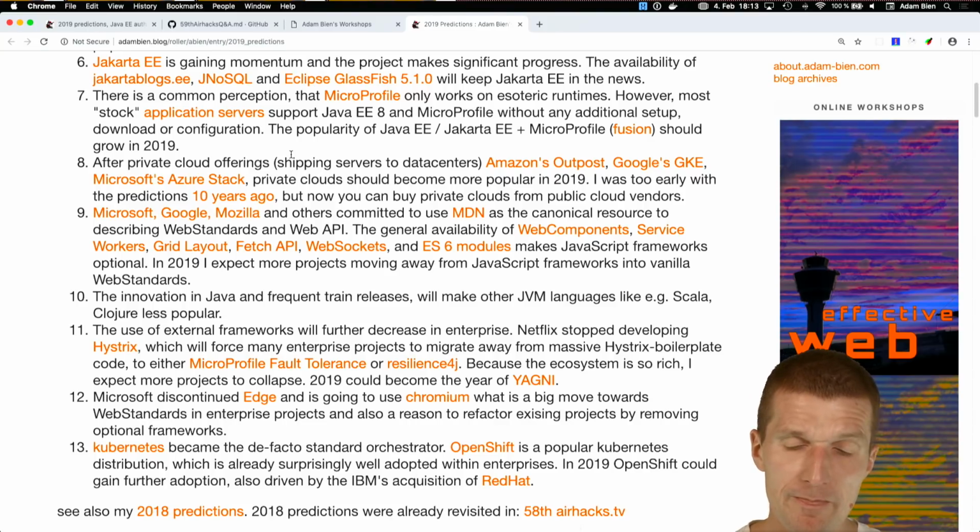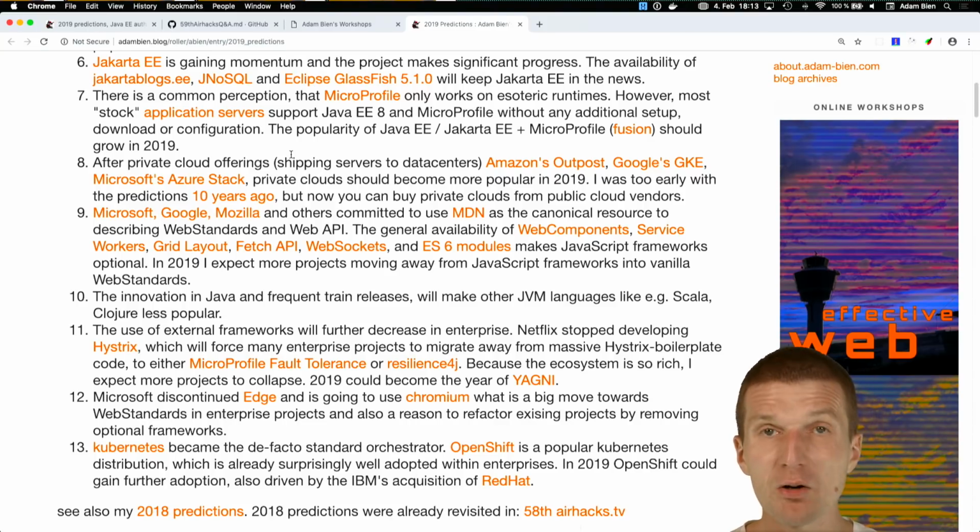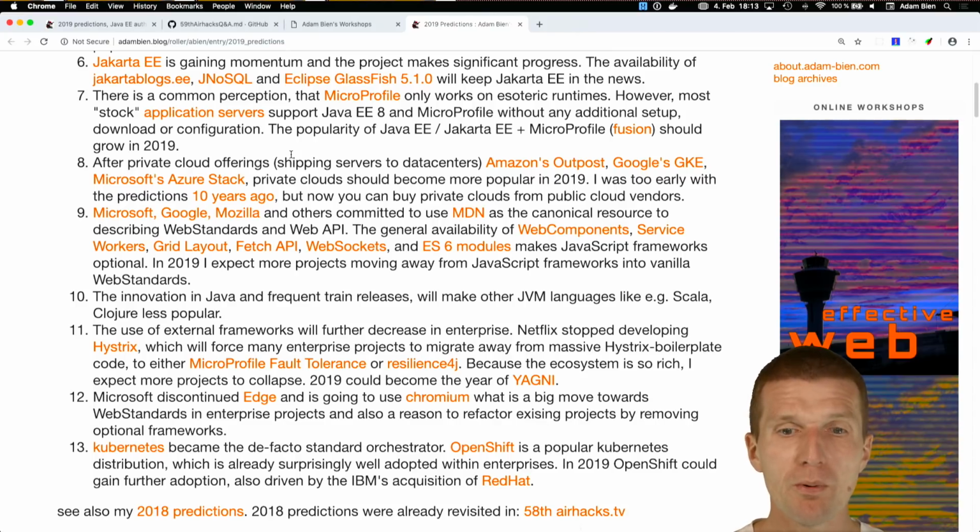But now MicroProfile is supported by all major application servers, and this is actually great, because now we have both: Java EE like the major, boring operating system for components, and MicroProfile is like very pragmatic cloud native stuff.